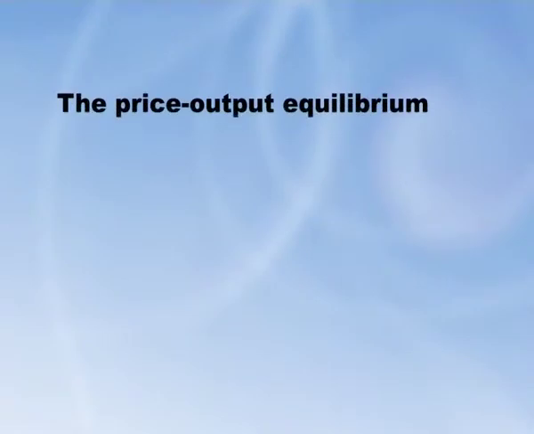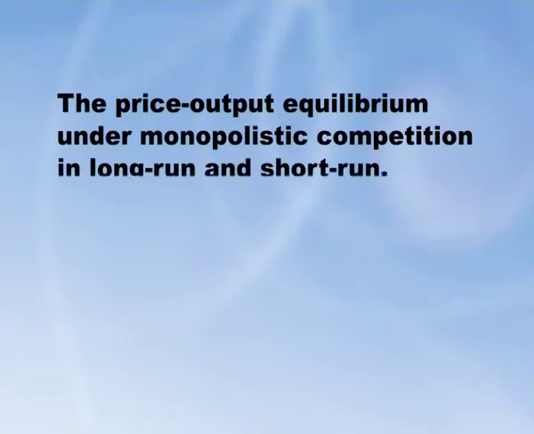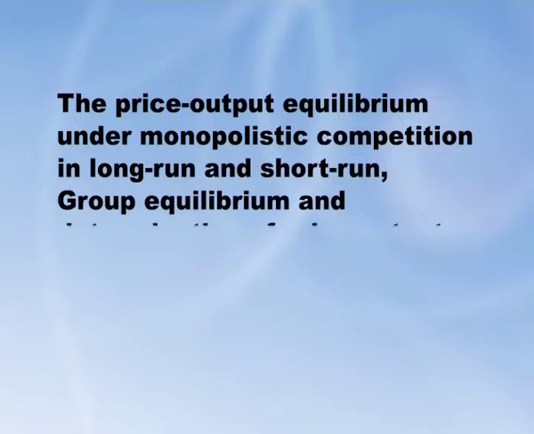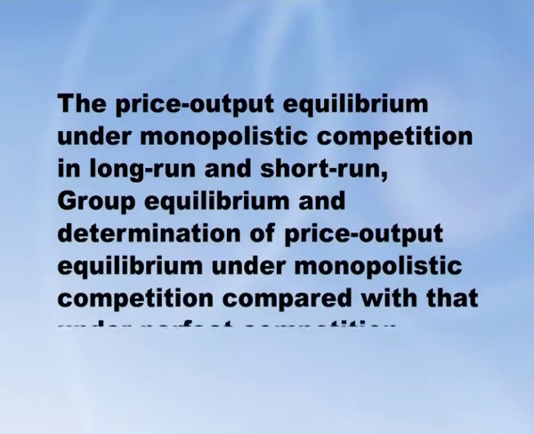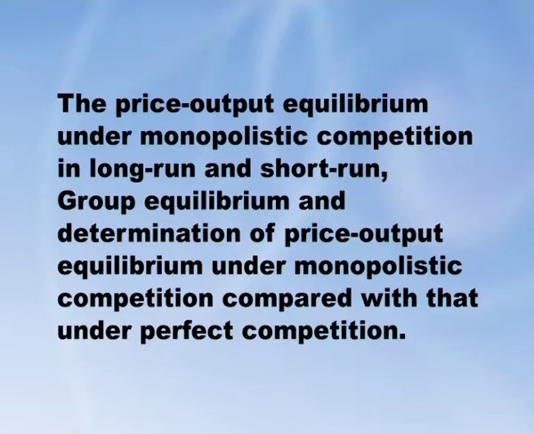So finally, we have learned again today more fresh topics under monopolistic competition. In this chapter, we have discussed the price output equilibrium under monopolistic competition in long run and short run, group equilibrium, and determination of price output equilibrium under monopolistic competition compared with that under perfect competition.